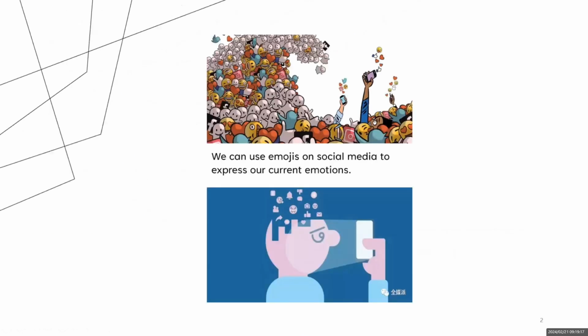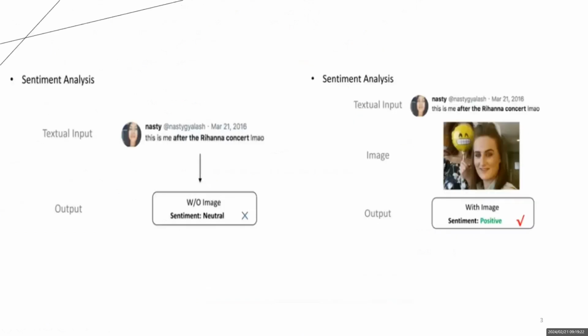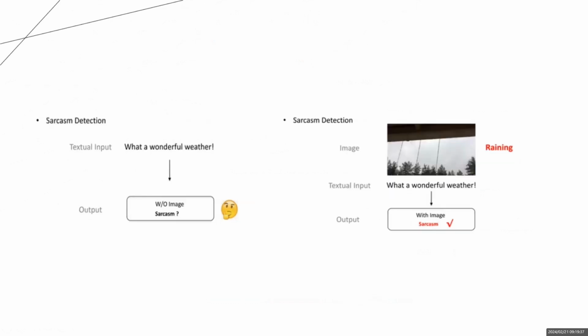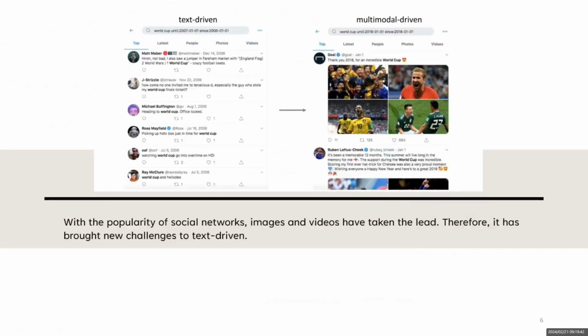We can use emoji to express whether we are pleased or angry, just like we can't accurately judge a person's emotion by a few words. But when we input a picture, we can be sure it's positive. In this one, if you don't have a picture, you can't tell if the news is true or false, but it turns out there are no such clouds in real life. And if you didn't see the picture, you might think he was praising the beautiful weather. Therefore, pictures and videos can help us do sentiment analysis. So multimodal analysis is meaningful.